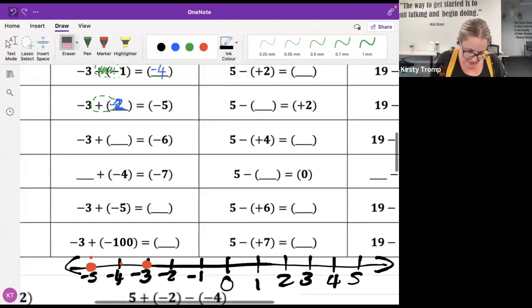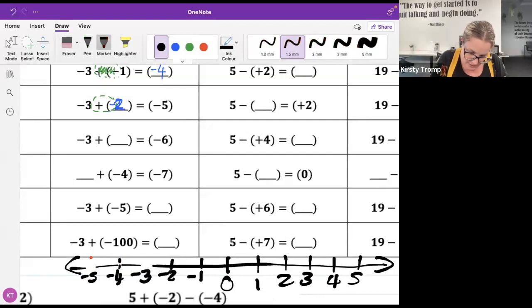Nope, it doesn't want to let me get rid of that little red mark. So let's use the small eraser for you. Okay, let's do one more together.